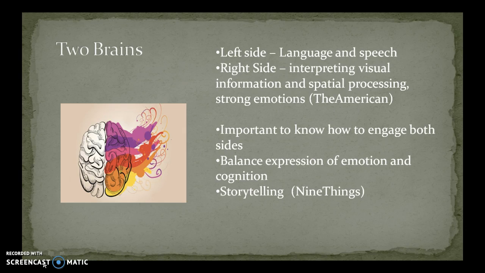The left side of the brain deals more with language and speech, and the right side deals with interpreting visual information and spatial processing and strong emotions. Most tasks involve both sides of the brain. It is important for teachers to know how to engage both sides. Teachers should work to teach the students to balance the expression of emotion and cognition. Storytelling is a good tool for this. A well-told story with conflicts and resolutions, as well as thoughts intermingled with emotions, will shape our brains and help connect people.